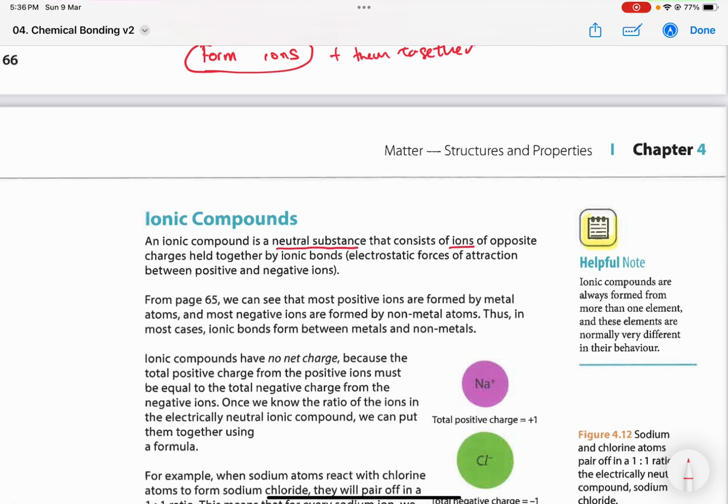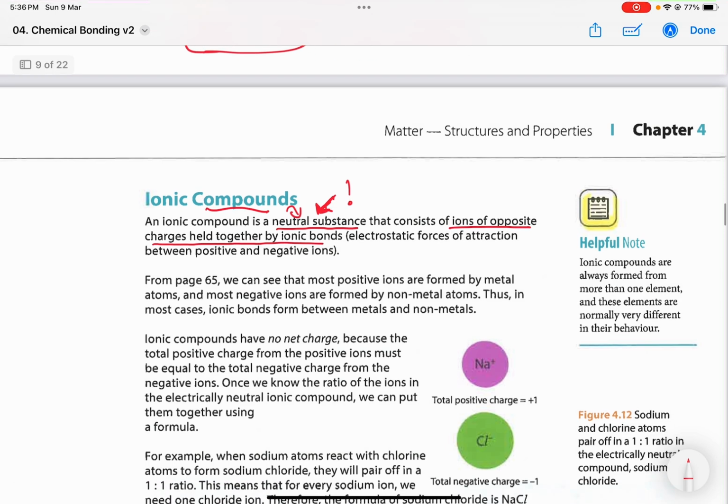They consist of ions of opposite charge held together by ionic bond. Now, take note, they are neutral. So, although ions are positive or negative charge, once they form the compound, they're actually neutral. Okay? Ionic bonds, let's not use the word ionic bonds. Let's just cancel this. Let's just put strong electrostatic force of attraction between the positive and negative ions.